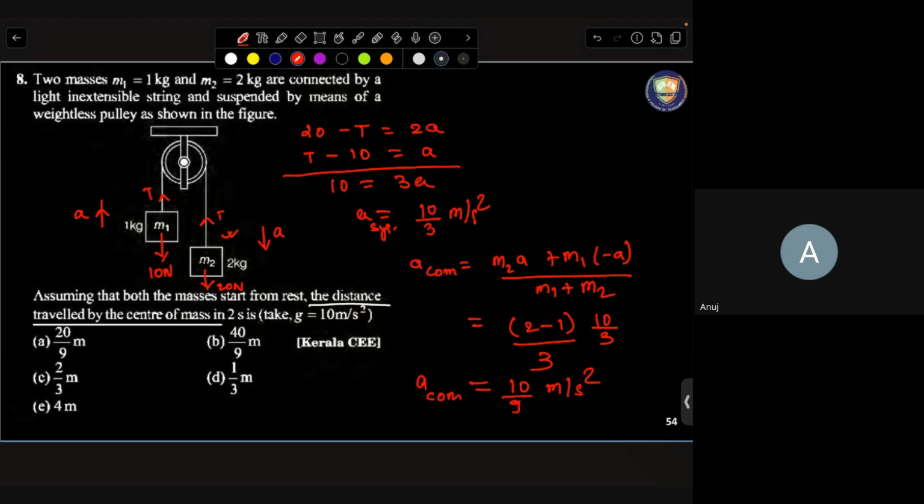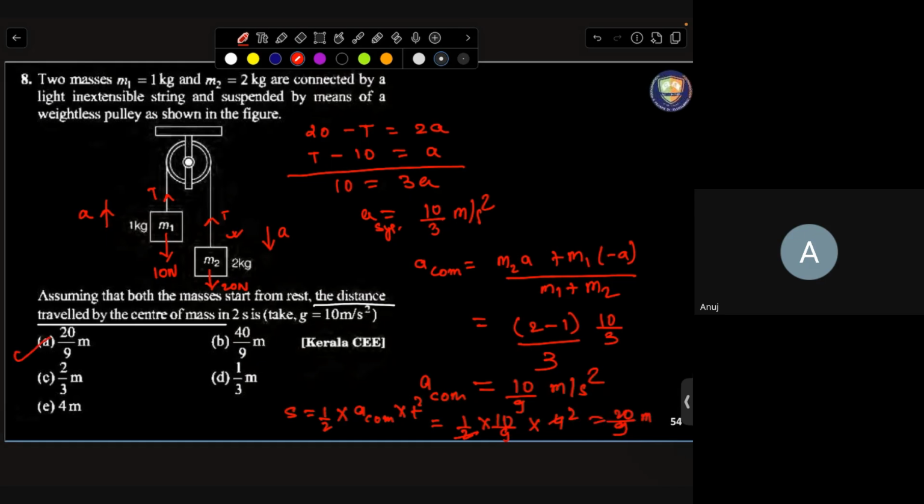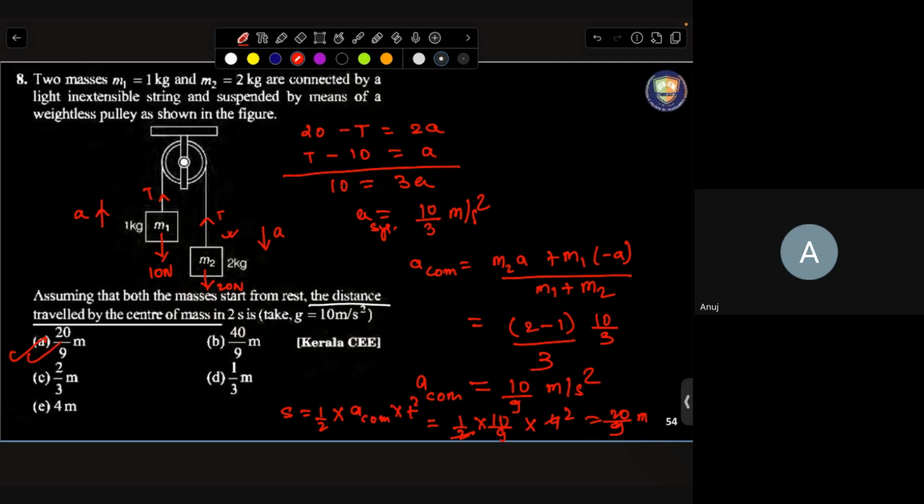Now initial velocity must be 0 because the system is at rest initially. So the distance traveled by center of mass is nothing but half into a center of mass into t square. So it is half into 10 by 9 into time, which is given as 2 seconds. So 2 square is 4, so it is 2. So 20 by 9 meter is the answer. So in this question, the concept of center of mass was also there.